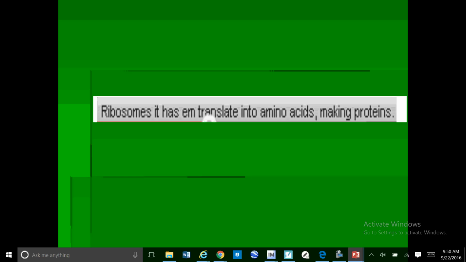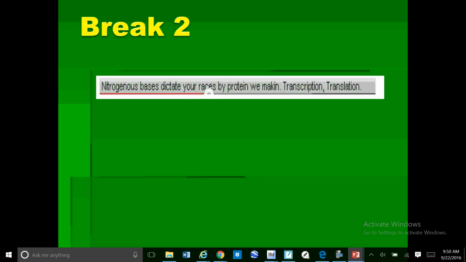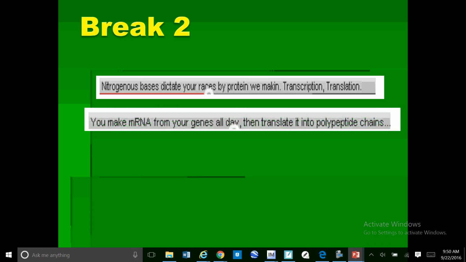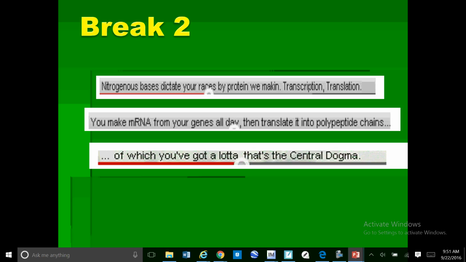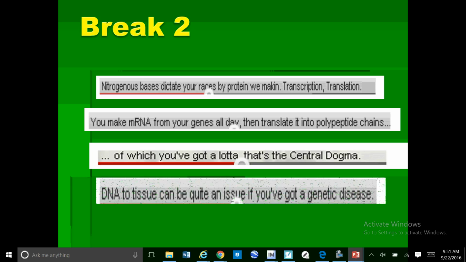Nitrogen bases dictate your races. That's what nitrogen base is: A to T, C to G. Transcription, translation. You make mRNA from your genes all day, then translate it into polypeptide chains. Again, you learn the song, you know the work, of which you got a lot of. The central dogma is basically this whole study of understanding this copying of DNA. DNA to tissue can be quite an issue if you have a genetic disease, because a genetic disease means that's going to change your DNA.